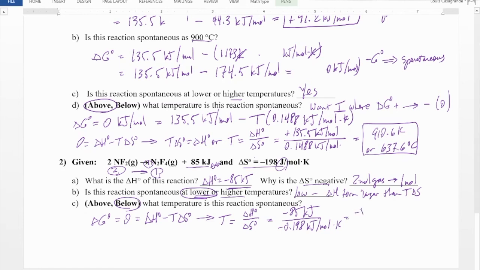So we have negative 85 kilojoules divided by, actually, there's a mole there, that should be per mole. So let's put the per mole in there: kilojoules per mole. And so we get a temperature of 430 Kelvin, or 157 degrees C. And that's where we're going to be spontaneous, below that temperature.